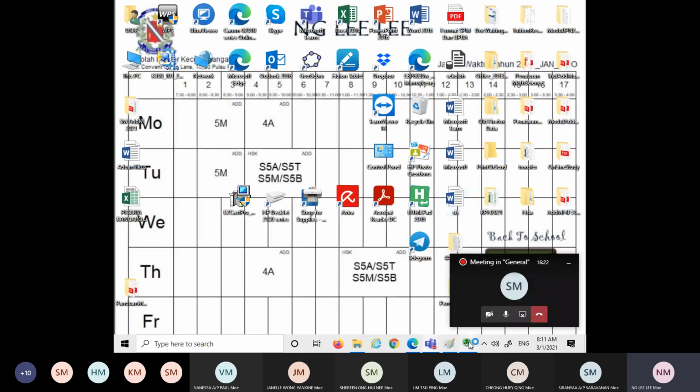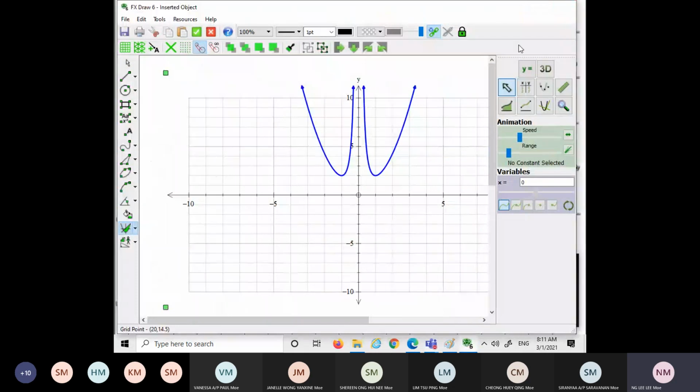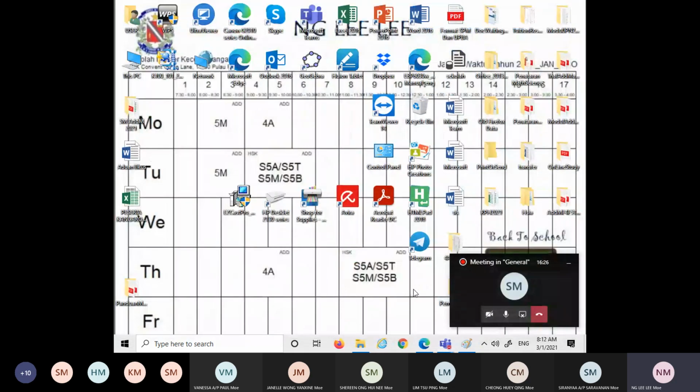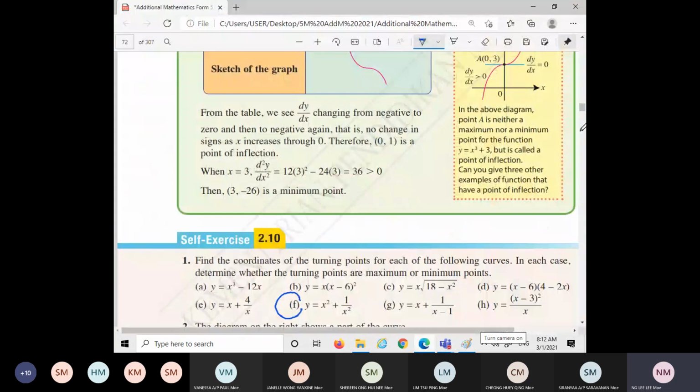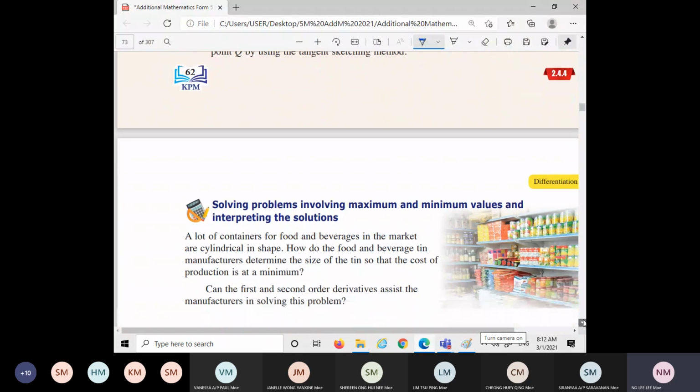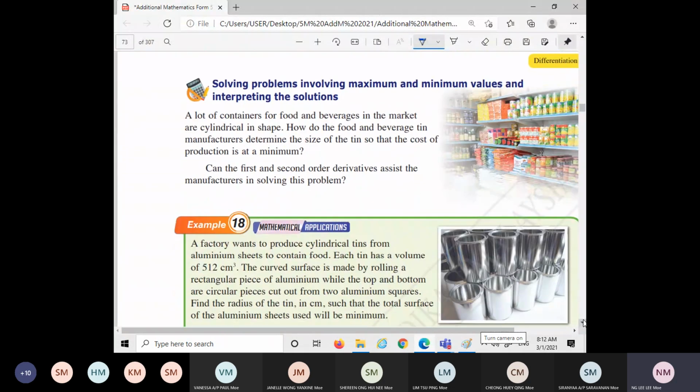Now I continue to the lesson. Go back to the textbook. We are still using our MS2 because we are still in chapter 2. So this is today's lesson: solving problems.